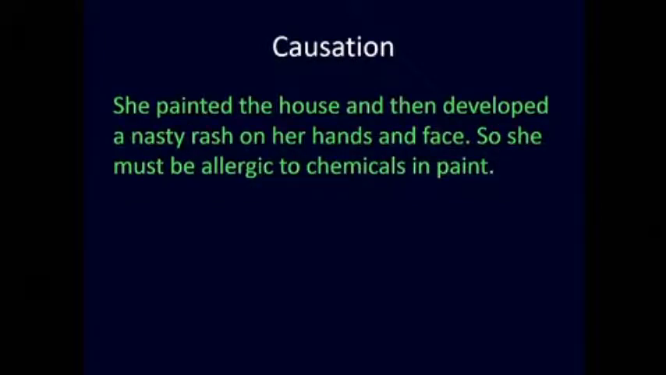Well, consider first this example. She painted the house and then developed a nasty rash on her hands and face. So, conclusion, she must be allergic to chemicals in the paint. So the conclusion here is a causal claim, allergic to. What this is saying is some of the chemicals in the paint caused the rash. So is this a good argument? Does the conclusion follow? Is it supported?